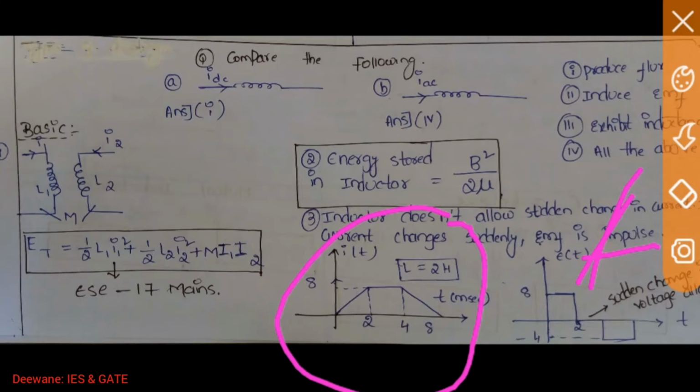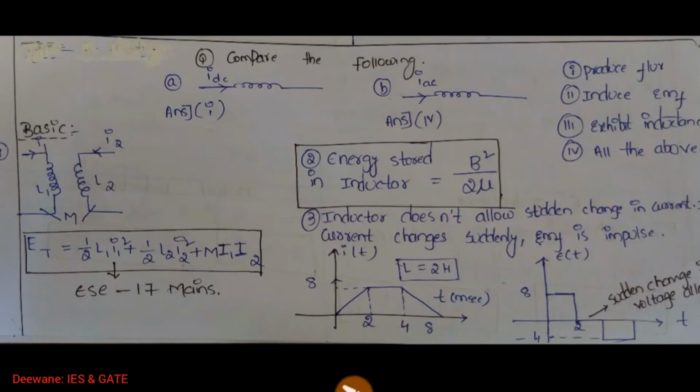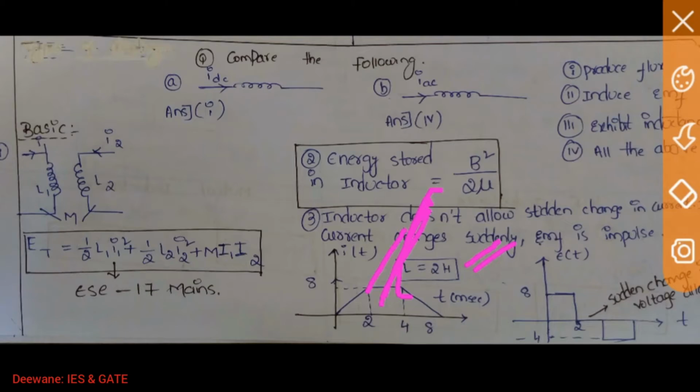Suppose there is an inductor of 2 Henry. Listen carefully, friends. It will be discussed in the networks topic elaborately, but let us touch on it here. See, there is a sudden change in current in this portion, from 2 to 4 millisecond. As you know, an inductor does not allow sudden change in current, but if we pass this current through an inductor, how is the EMF? The EMF is an impulse.